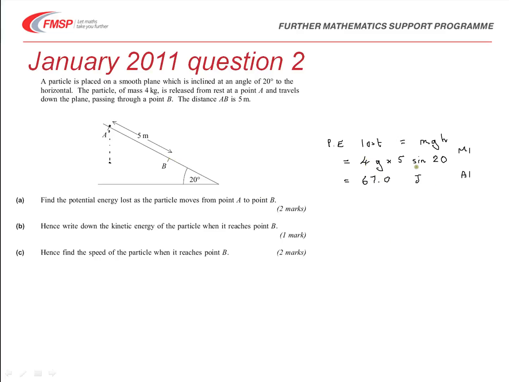So the gain in KE will be equal to the loss in PE. And of course we know that the loss in PE was 67 joules. So it's the same value. Okay, and of course there's just 1 mark for stating that.